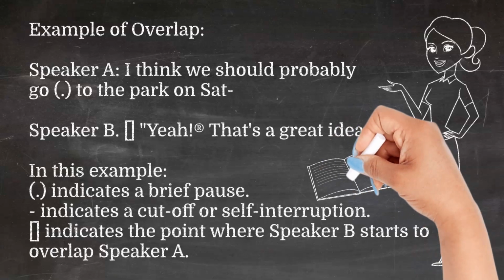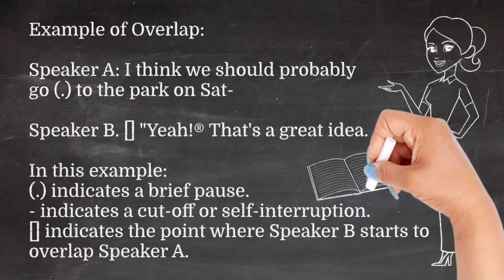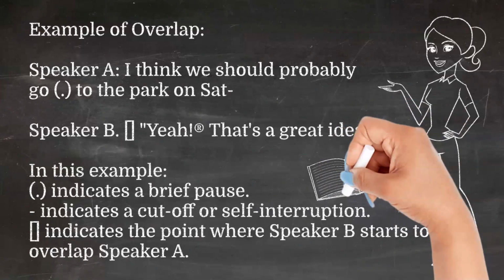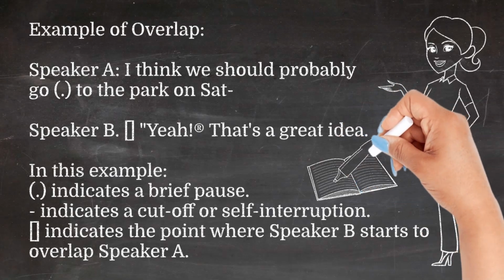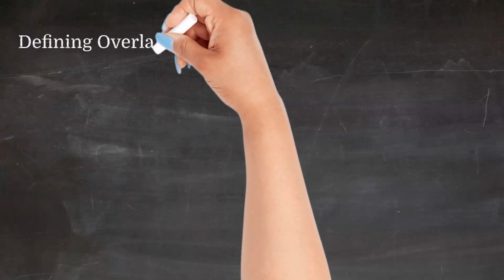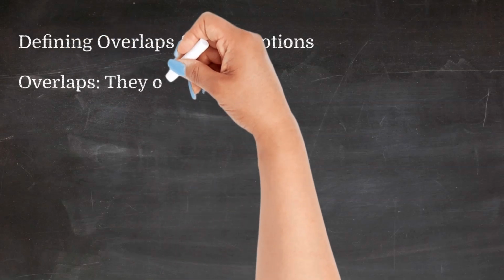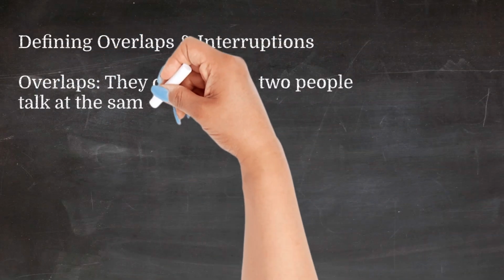This is where speaker B begins speaking before speaker A has finished. In this instance, speaker B's response is a quick and enthusiastic agreement. Let's now move to a definition of the terms overlaps and interruptions.